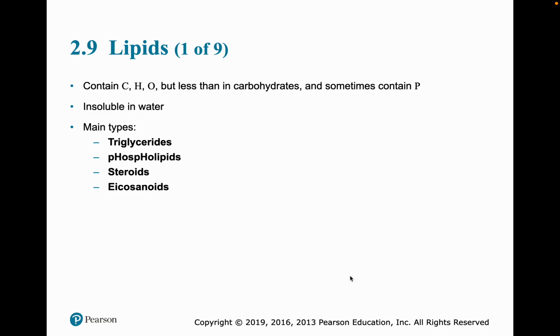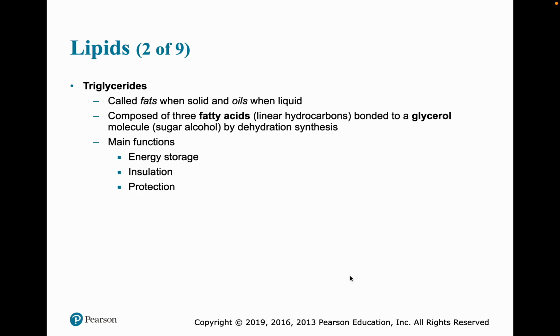The 3 or 4 types of lipids that we deal with are triglycerides, phospholipids, steroids, and eicosanoids. Triglycerides are fats when they are solid at room temperature, oils when they are liquid at room temperature. They're made up of 3 fatty acids, which are linear hydrocarbons bound to a glycerol by 3 dehydration synthesis reactions. Their main function is to provide energy storage, to insulate us, and to protect organs.